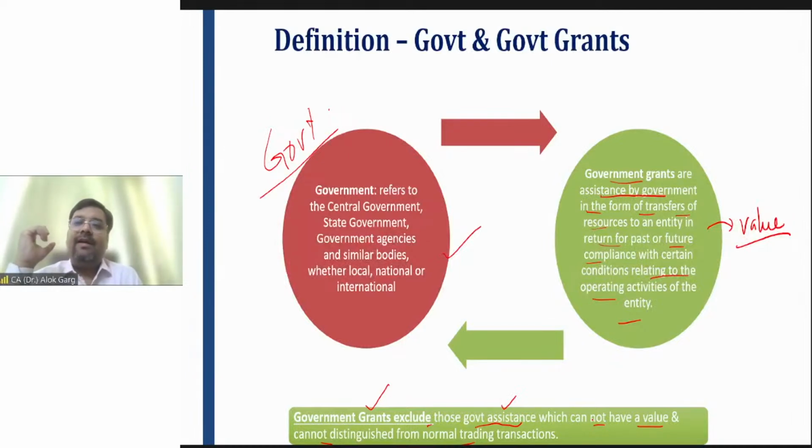The government will not give the grant for gambling activities, right? The government will not give the grant for share capital, for investing in shares, right? So generally, the grant is for the operations of the entity, relating to the operating activities. Okay.